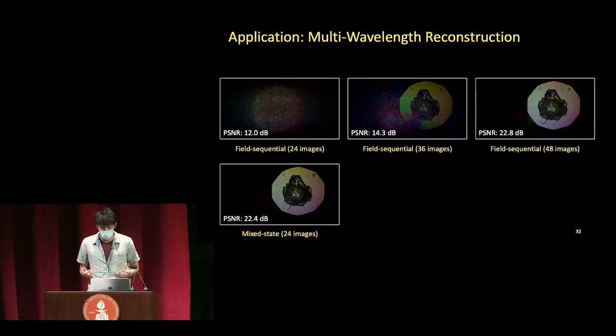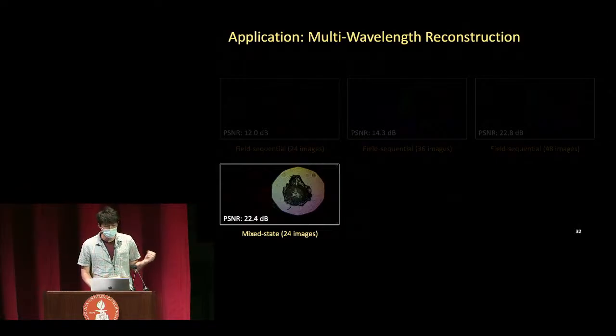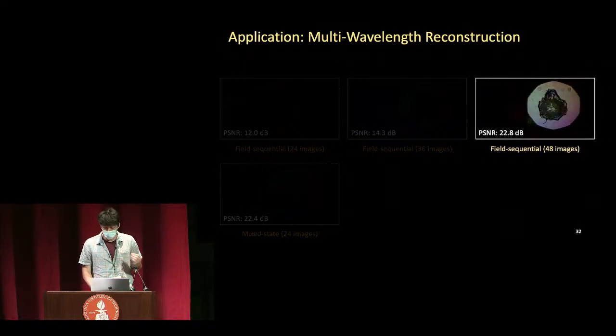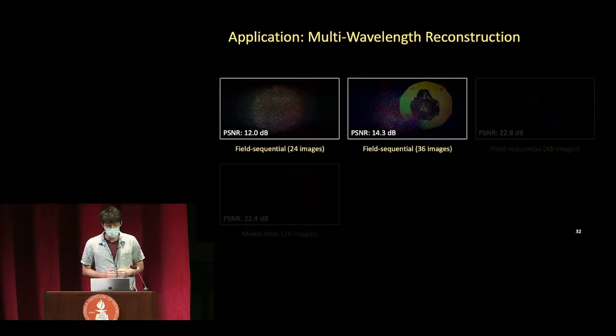In this first example, we are able to recover a multi-wavelength field using 24 images, while the field sequential baseline requires twice as many images for comparable performance, and fails given the same number of images as our approach.